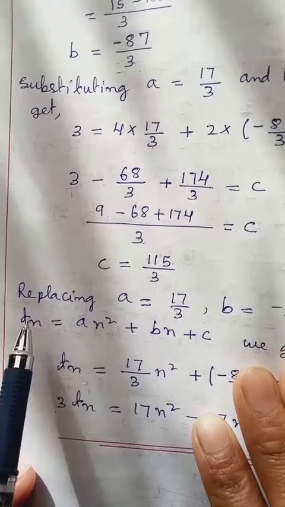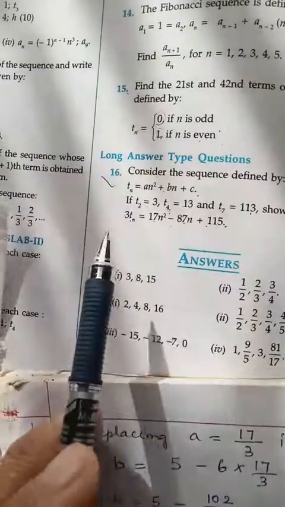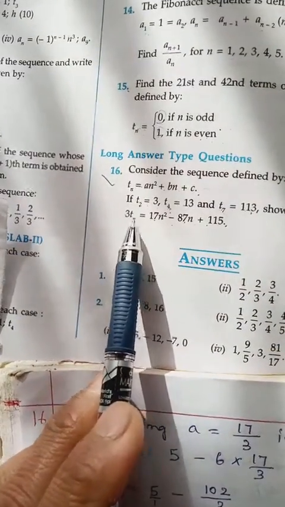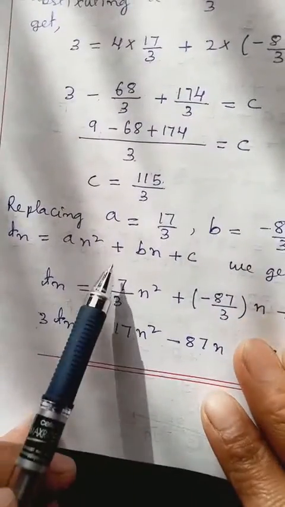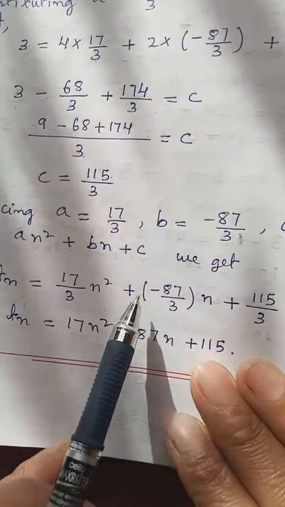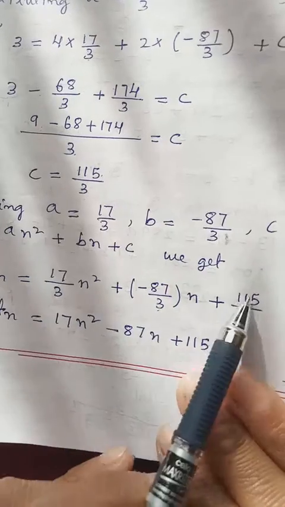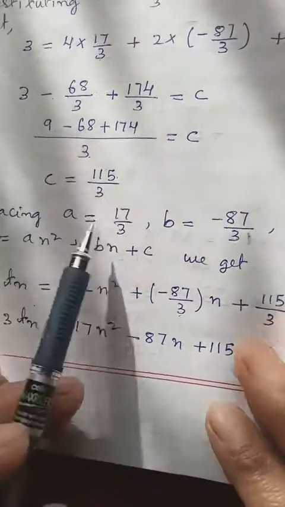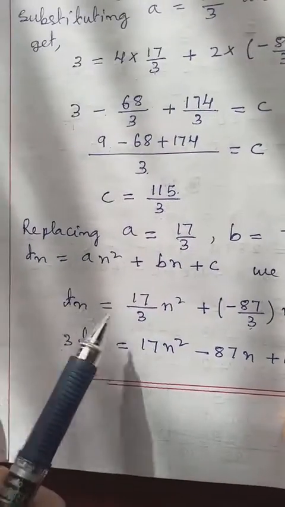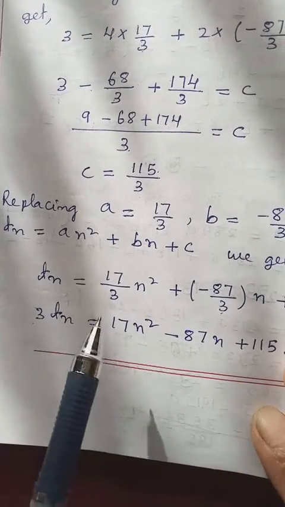So let us replace it in Tn. Because we have found the values, we have to prove Tn. A we know 17 by 3. B we know minus 87 by 3. C we know 115 by 3. We find LCM, then we cross multiply. So if you see, we get what we want.